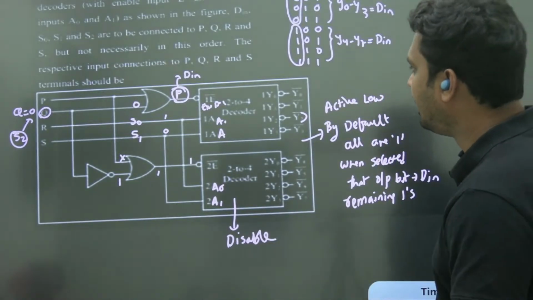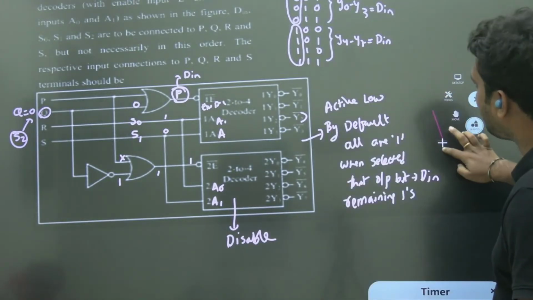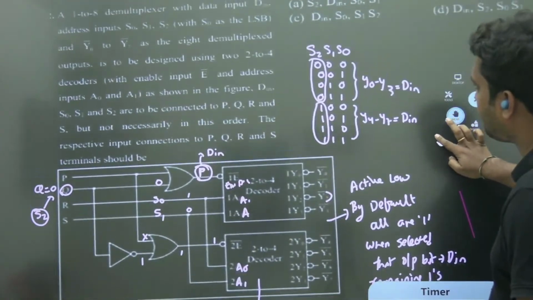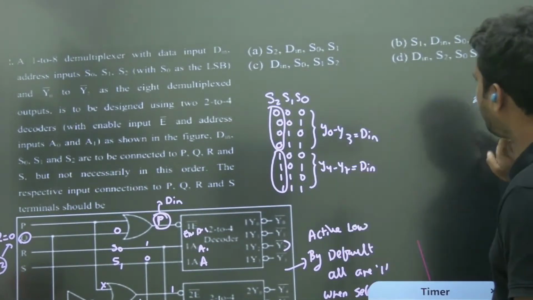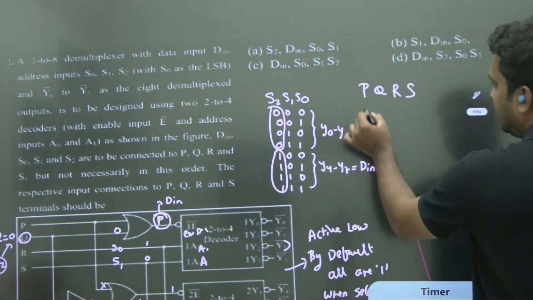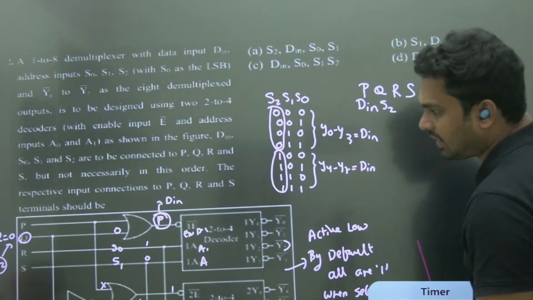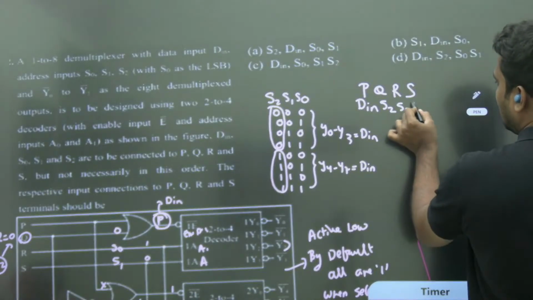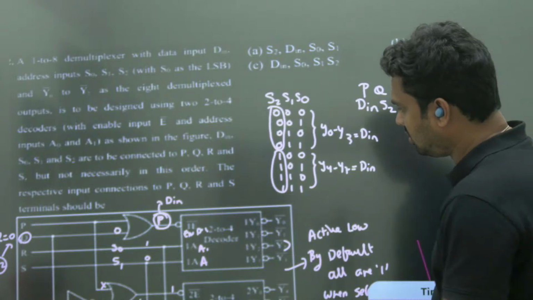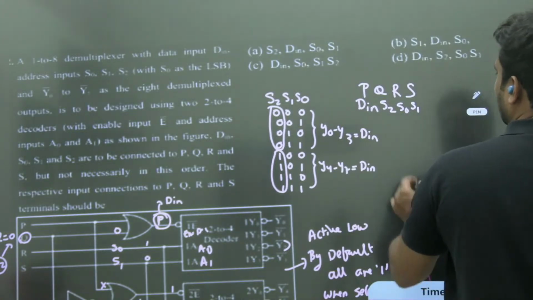So you can understand here, the data part D in must be P. If you take PQRS, what are the inputs you should give? P is equivalent to DN, and Q is doing the job of S2, and R and S are doing the job of S0 and S1. Yes, because A1 is connected to S and A0 is connected to R. So PQRS must be DN, S2, S0, S1.